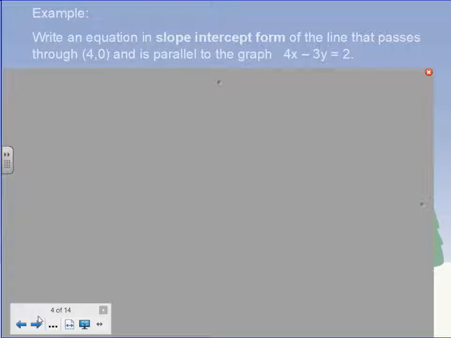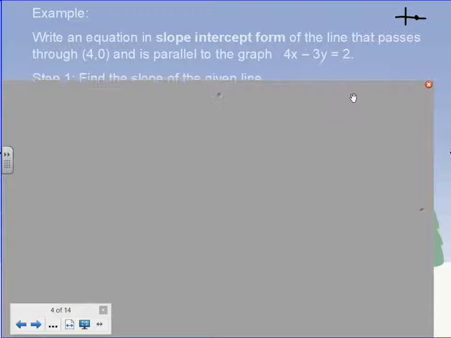So to practice this, we can write the equation of different lines given information. So let's look at this one. Write an equation in slope-intercept form of the line that passes through (4, 0) and is parallel to the graph of 4x minus 3y equals 2. So we want a line, if I did a quick little sketch over here, going through the point (4, 0), and we want it to be parallel to whatever this line's equation is.